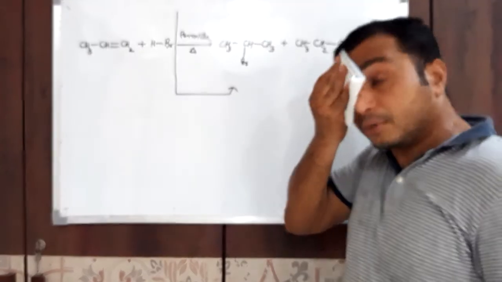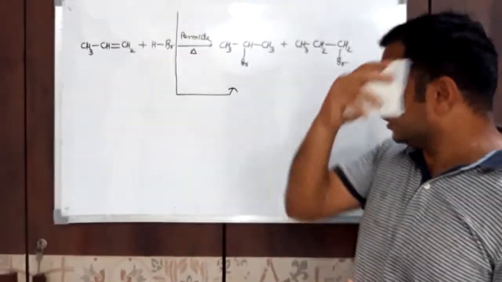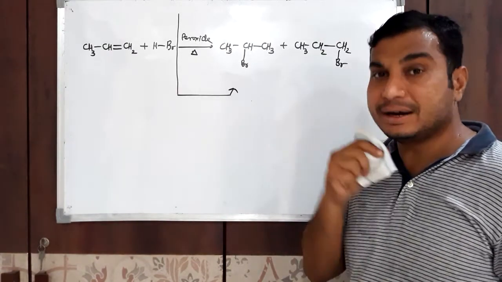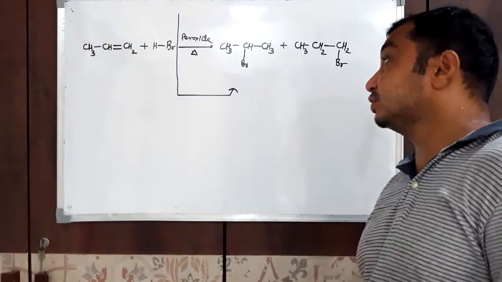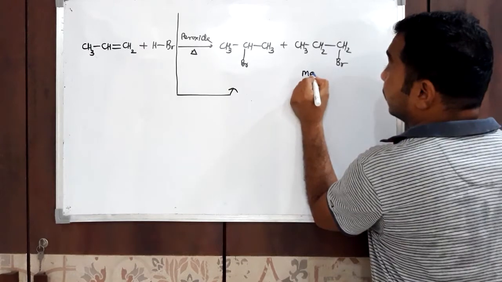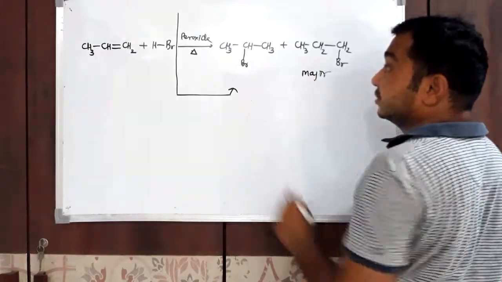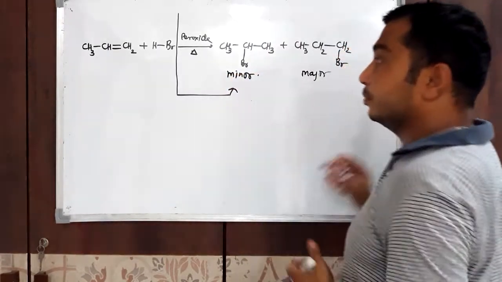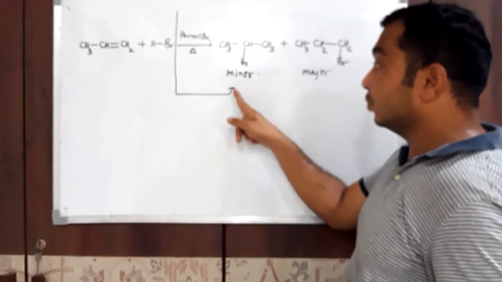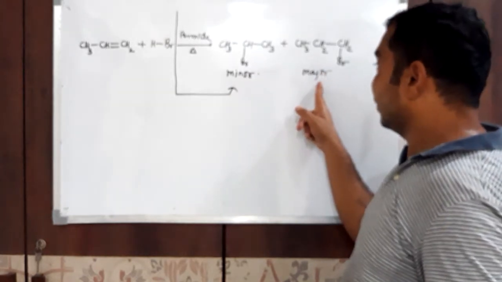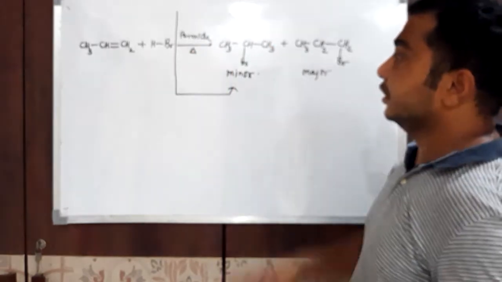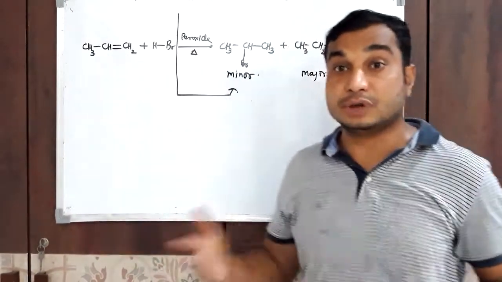But if we perform the same reaction by taking peroxide, hydrogen peroxide or benzoyl peroxide, and provide heat, then the same reaction takes place. But in this reaction, 1-bromopropane is the major product. Remember, that is the difference between these two reactions, and this is minor. In the previous reaction this was major, but now it is minor. This was minor and now it is major. So this is the difference in the reaction in presence of peroxide and in absence of peroxide.